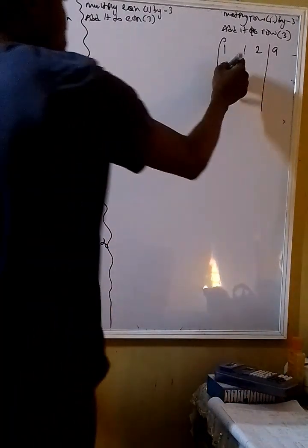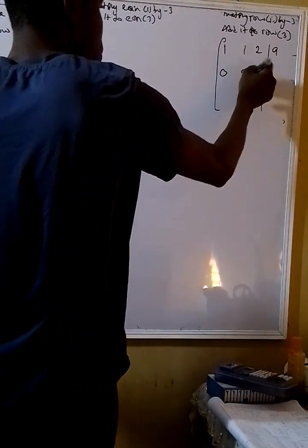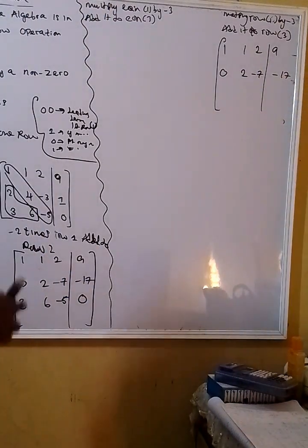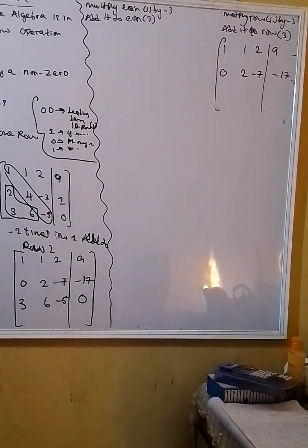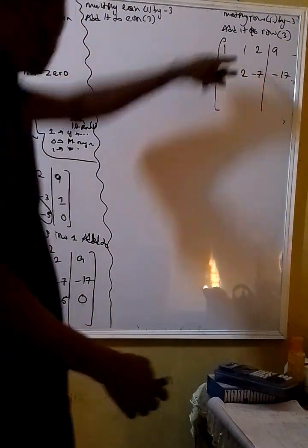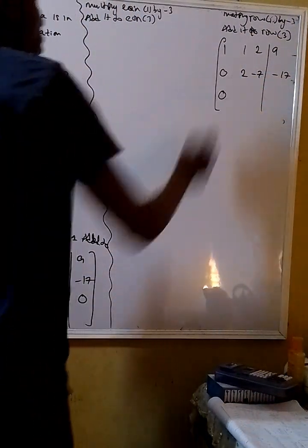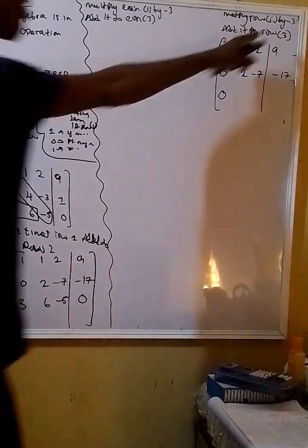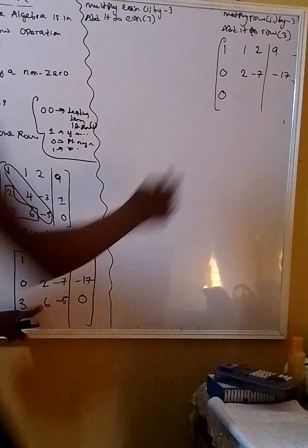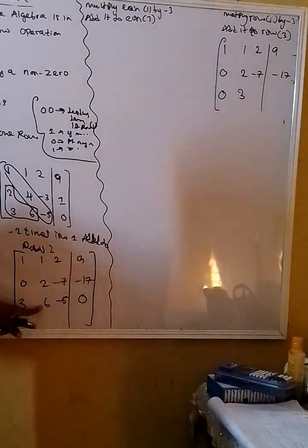So we don't have issue with equation 2 also. 0, 2, negative 7, we have minus 17. So the question tells us to multiply equation 1 by negative 3, then add it to row 3. So minus 3 times 1, you have negative 3. Negative 3 plus 3, it gives us 0. Are you with me? So minus 3 times 1, you have minus 3. Minus 3 plus 6, you have ordinary 3. Are you with me?